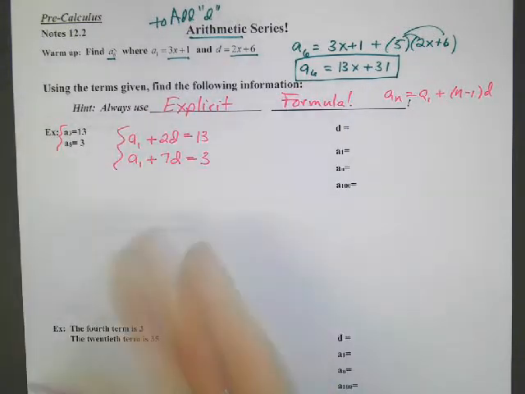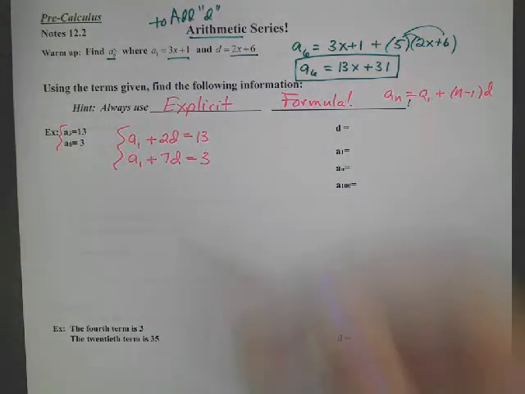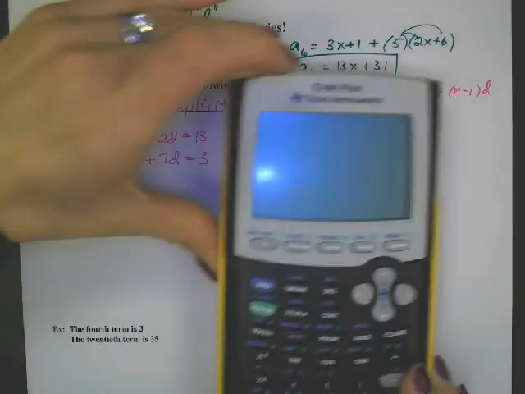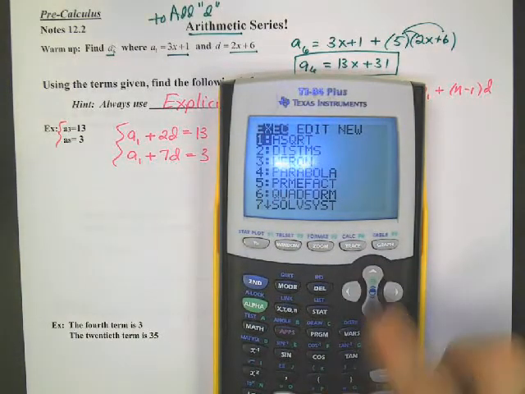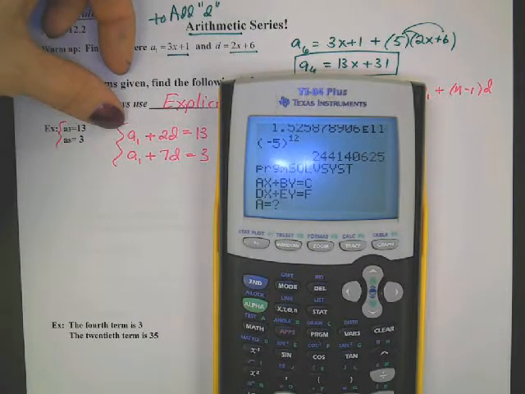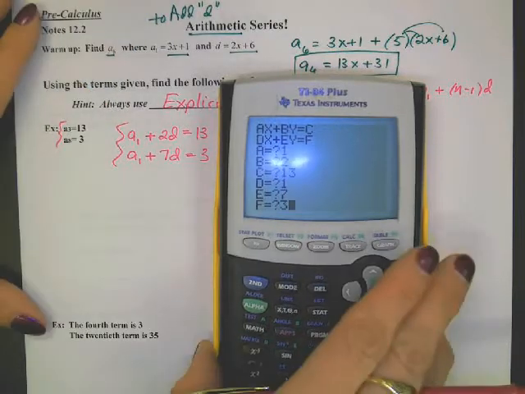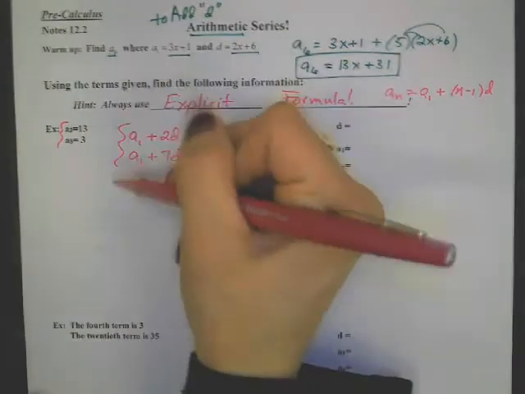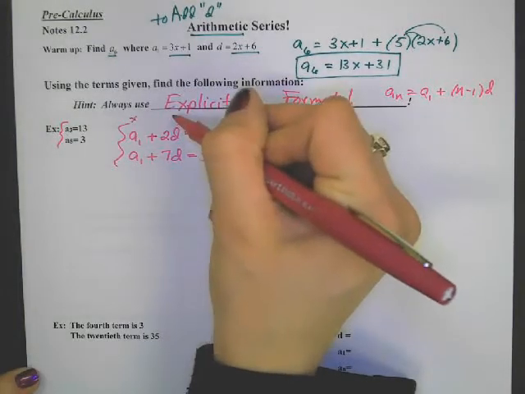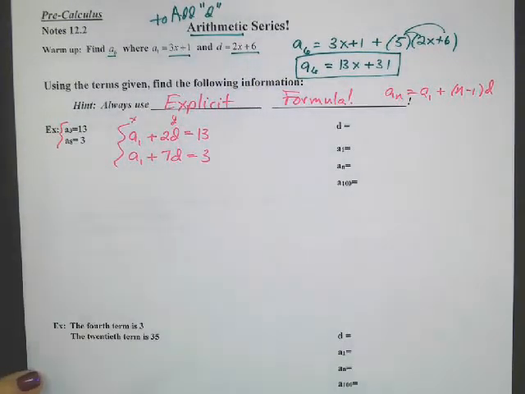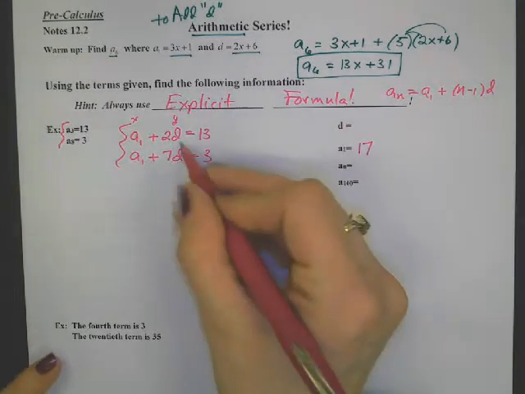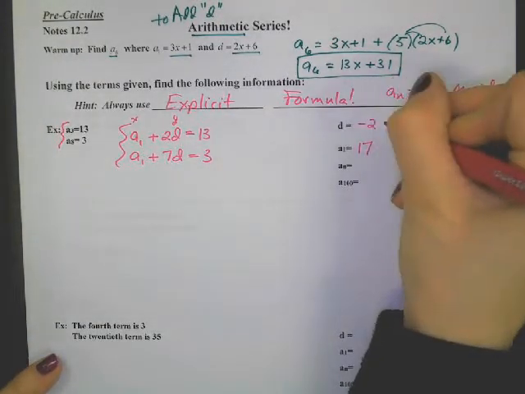And so what we have is an algebraic system here. You can do elimination or substitution, but don't forget we also have a program, and I'm going to do solve a system. I've got 1, 2, 13, 1, 7, and 3. So go ahead and use that system or do elimination. If you're using the program, your x's are like your a's and your y's are like your d's. And so we get a1 is 17, and the d value, or the y value, is negative 2.